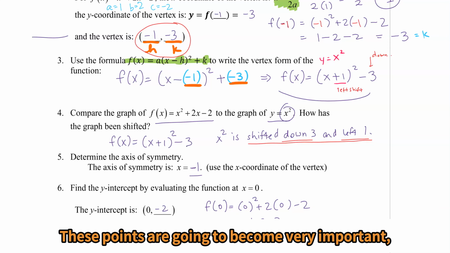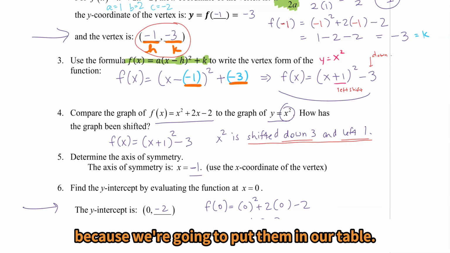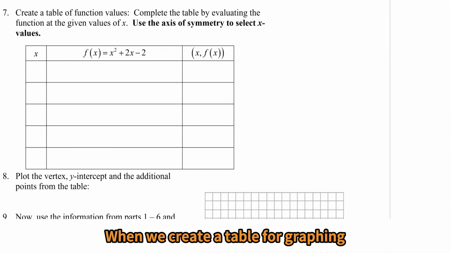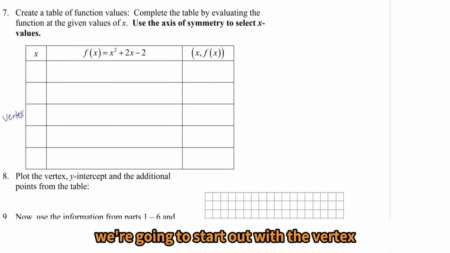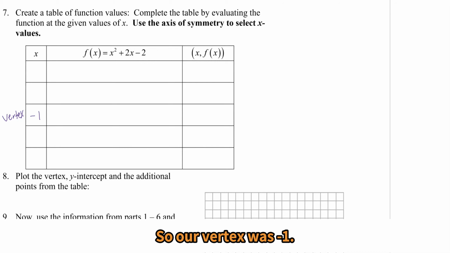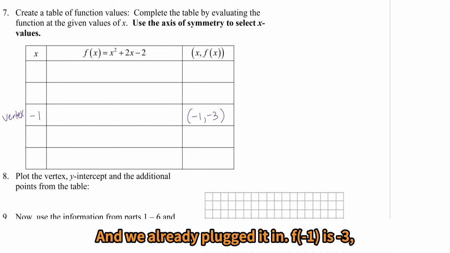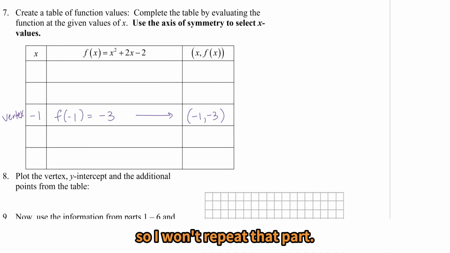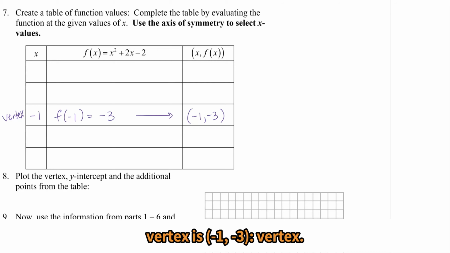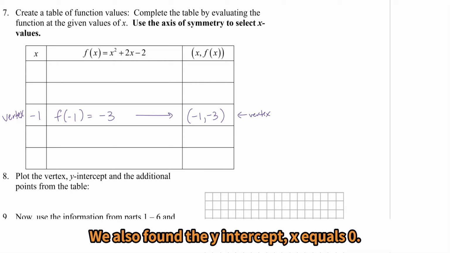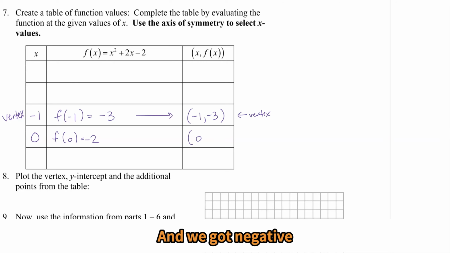These points are going to become very important because we're going to put them in our table. When we create a table for graphing a parabola, we're going to start out with the vertex in the middle. So our vertex was negative 1, and we already plugged it in. F of negative 1 is negative 3, so I won't repeat that part. We've done it before, above. So our vertex is negative 1, negative 3. We also found the y-intercept, x equals 0, and we got negative 2.